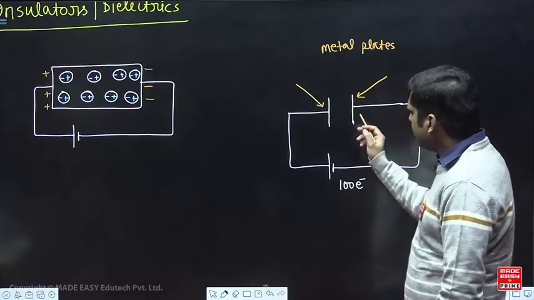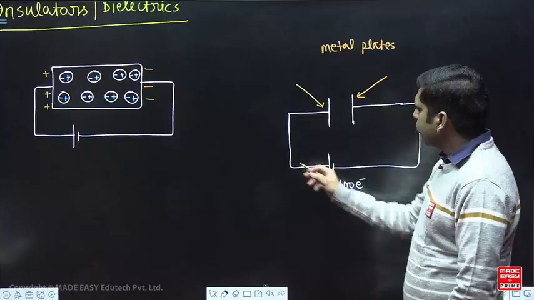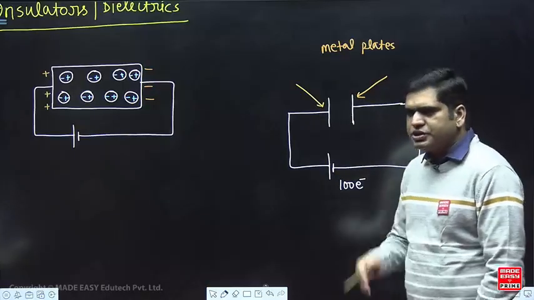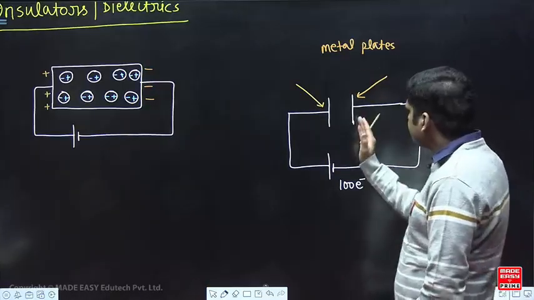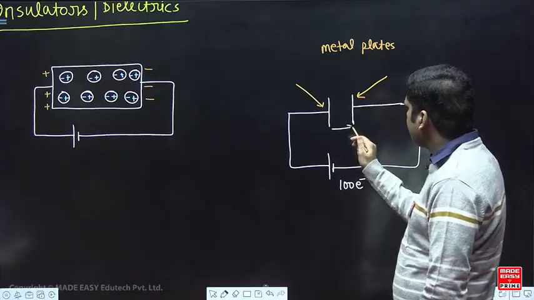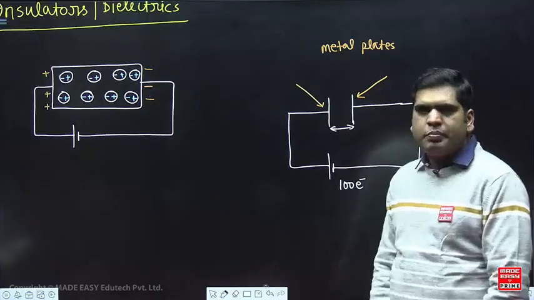We cannot fill conducting material between the plates. If a conductor is filled between the plates, then the flow of current will take place. No charge will get stable on the plates. So to store the charge, there must be a non-conducting material between these two plates.